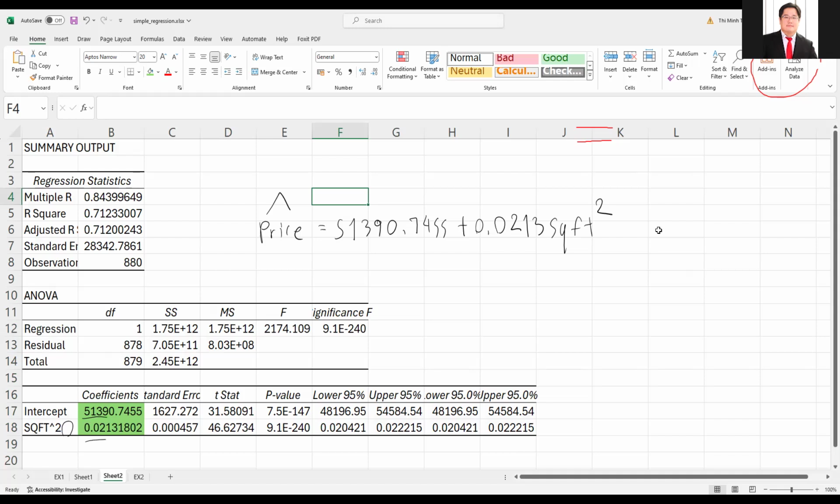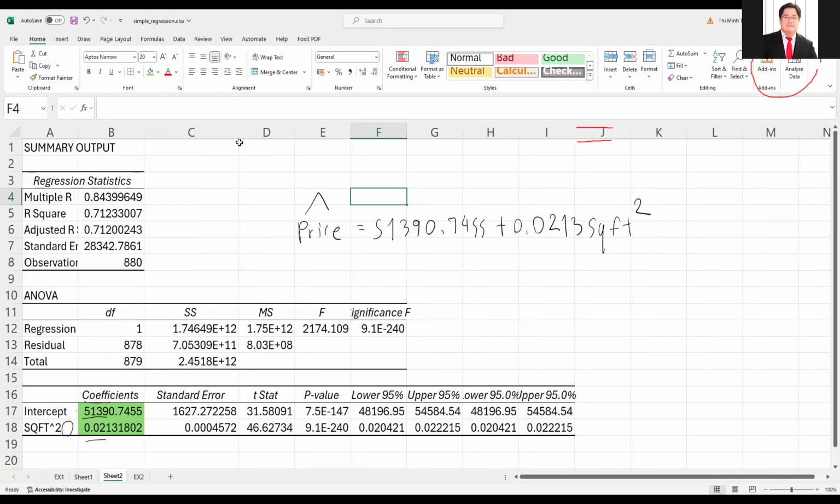But for this class, you know how to read this one, the coefficient. And they also gave you the standard error. Later, we will use it. But today, just write down the equation. From this output, you get price equals constant plus slope.